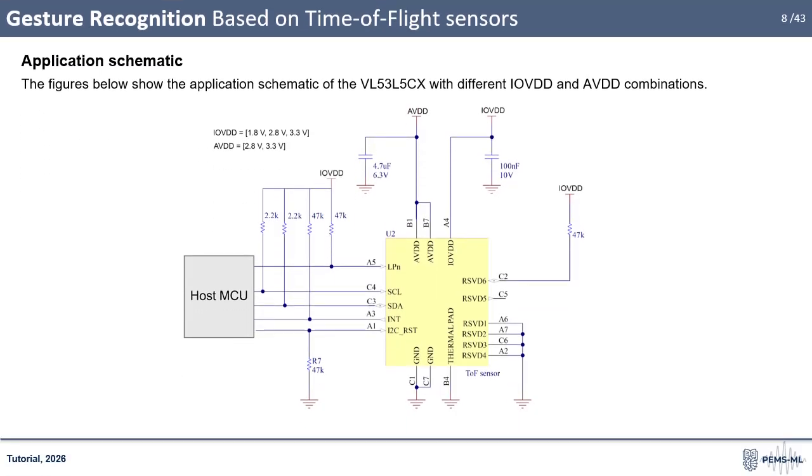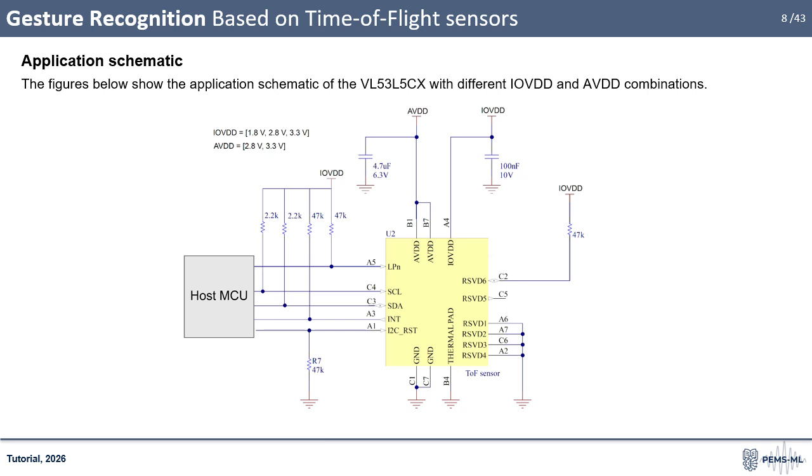This slide presents the pin configuration and application schematic of the VL53L5CX sensor, highlighting how it is integrated into a real hardware system. This sensor includes power supply pins, I2C communication pins, control and reset pins, and interrupt outputs, all of which must be correctly connected to the host microcontroller.